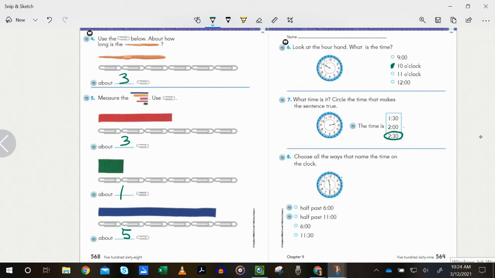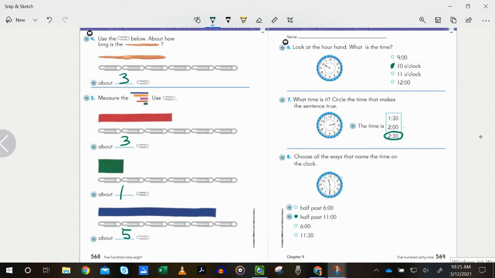11:30. Again, we see the minute hand is halfway around the clock, so half past seems right. And the hour hand is between the 11 and 12. So it started at the 11, it's working its way to 12, but it has gone past the 11 halfway. It is 11:30.